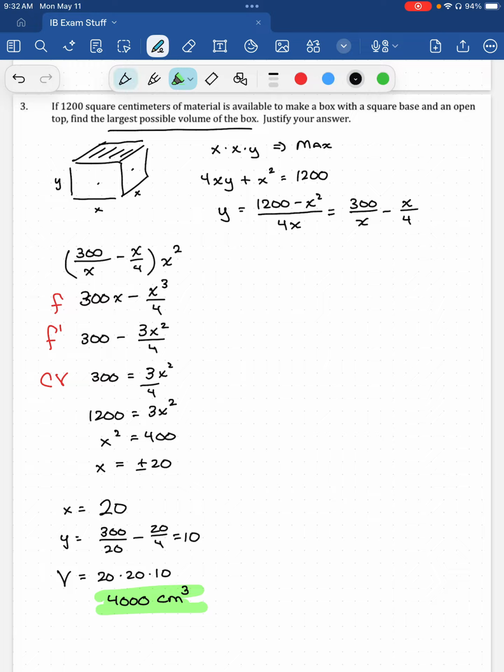Now we need to justify. So to justify my answer, we're going to take the second derivative. If that's the first derivative here, the second derivative becomes pretty simple. The second derivative is just negative 3 over 2x, which means at 20, it becomes negative 3 over 2 times 20, which is a negative number, which is concave down, which makes it a maximum.